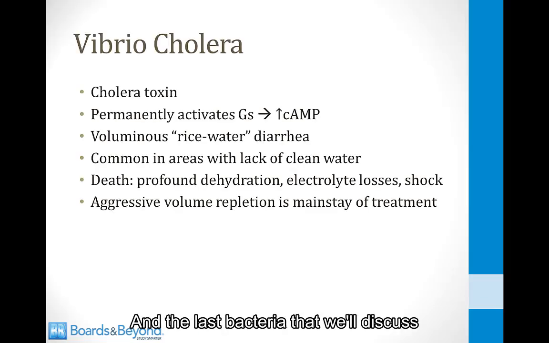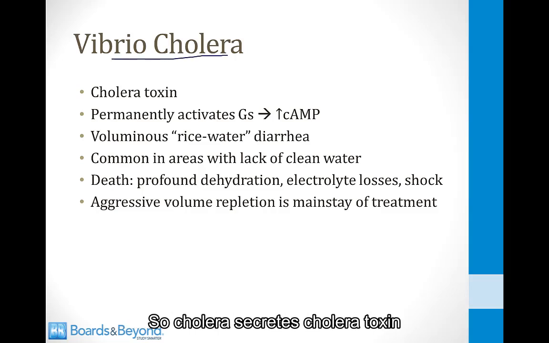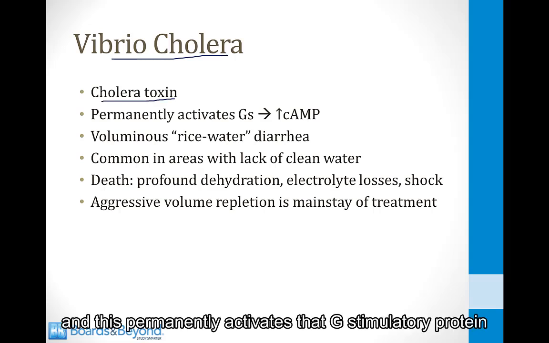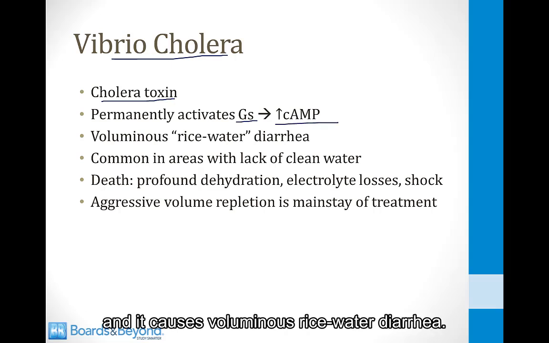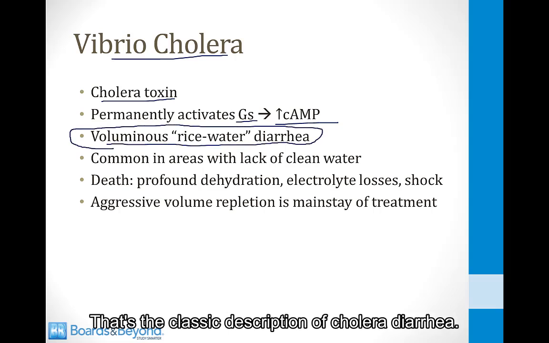And the last bacteria that we'll discuss which induces fluid secretion is Vibrio cholerae. So cholera secretes cholera toxin, and this permanently activates that G stimulatory protein in GI cells to increase cyclic AMP. And it causes voluminous rice water diarrhea. That's the classic description of cholera diarrhea.